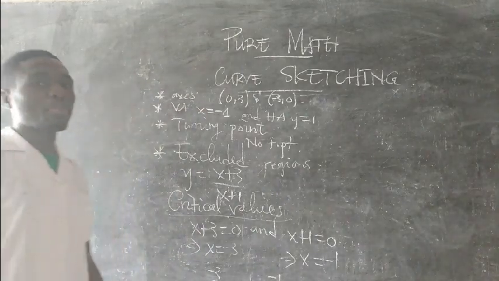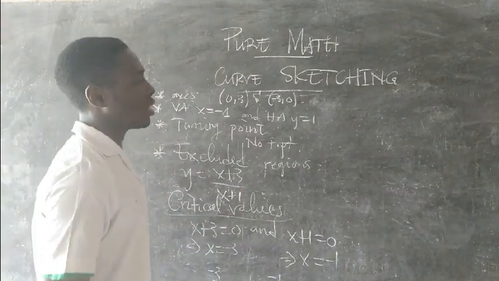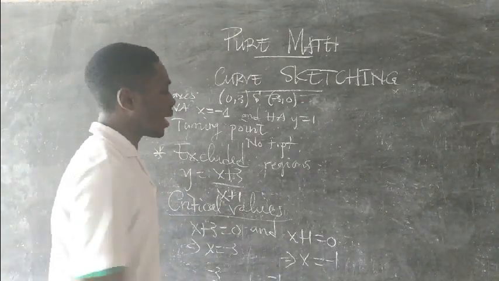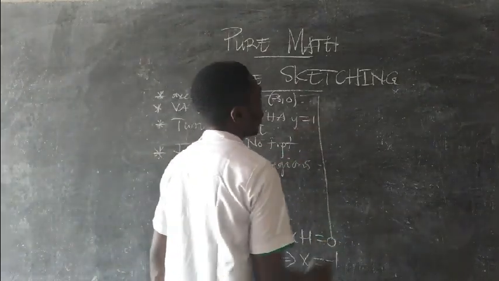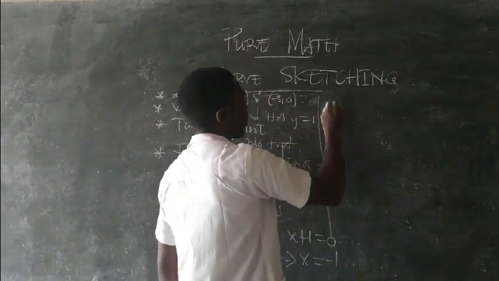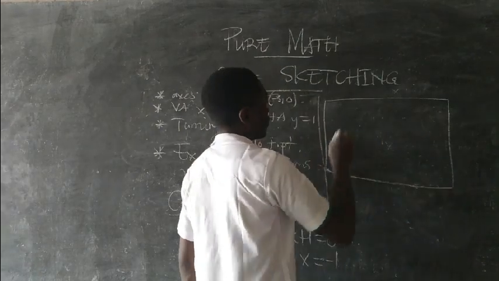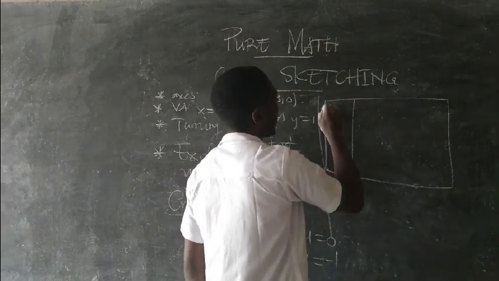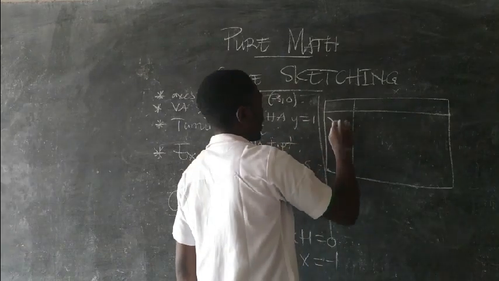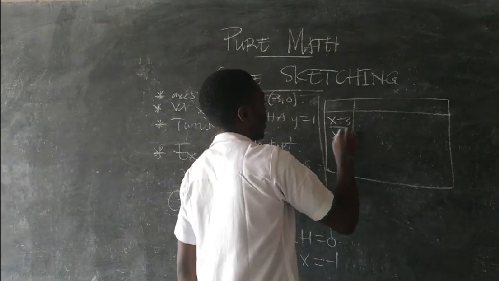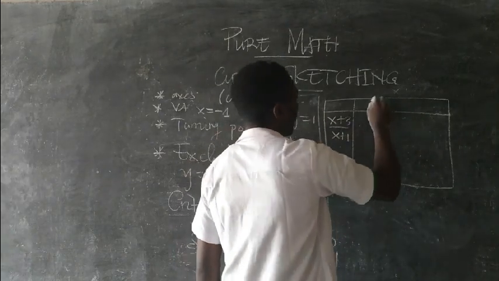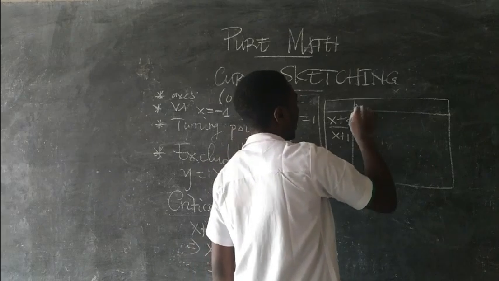So the next thing you do, after you have gotten your critical values, is that you are now going to make a table to see the regions in which the graph is going to lie. That's what we call the excluded regions. So what we are going to do is draw a table. Here we are going to have the function, x plus 3 over x plus 1.